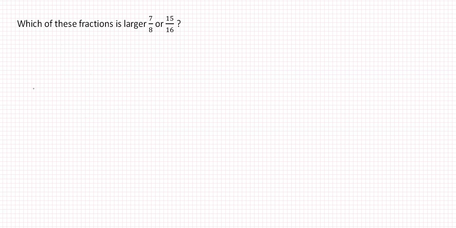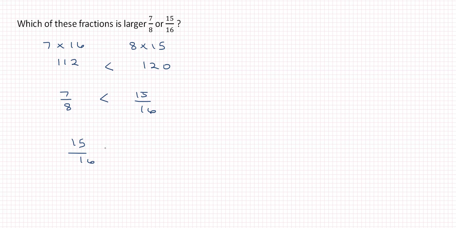One more example. Which of these fractions is larger, 7 over 8 or 15 over 16? So we have 7 multiplied by 16, that is going to give us a value. And then we have 8 multiplied by 15. So 7 multiplied by 16 is 112. 8 multiplied by 15 is 120. So because 112 is less than 120, then 7 over 8 must be less than 15 over 16, and therefore 15 over 16 is a greater fraction than 7 over 8.